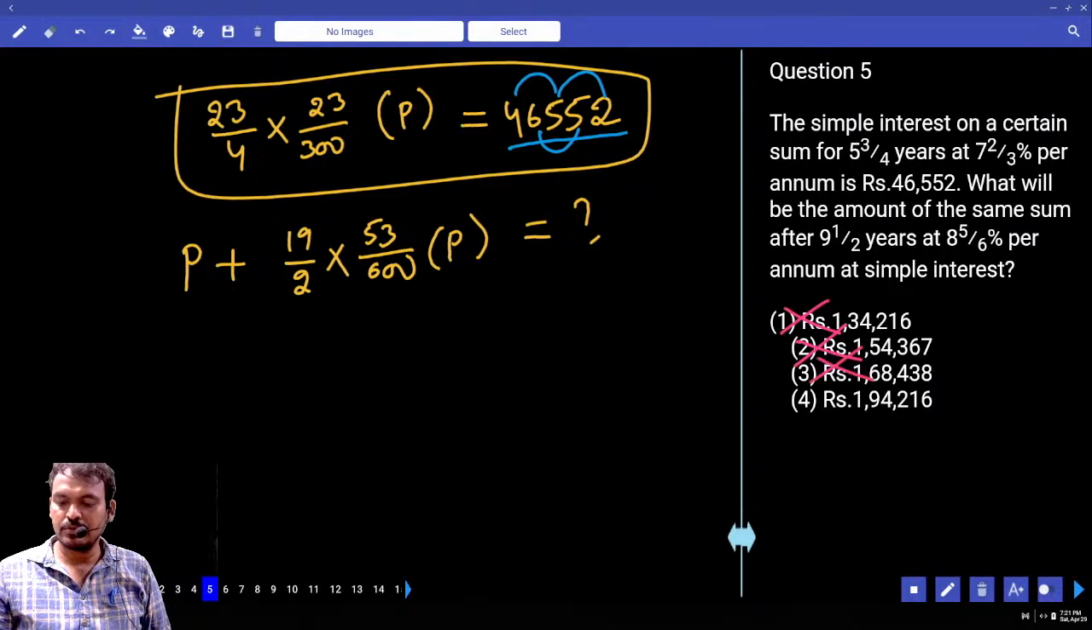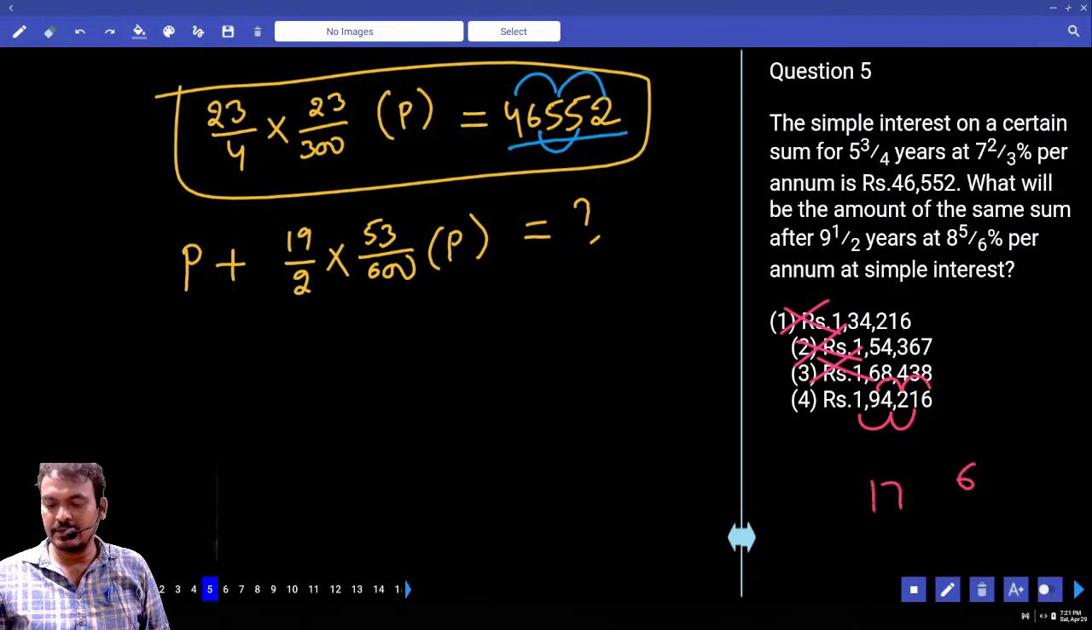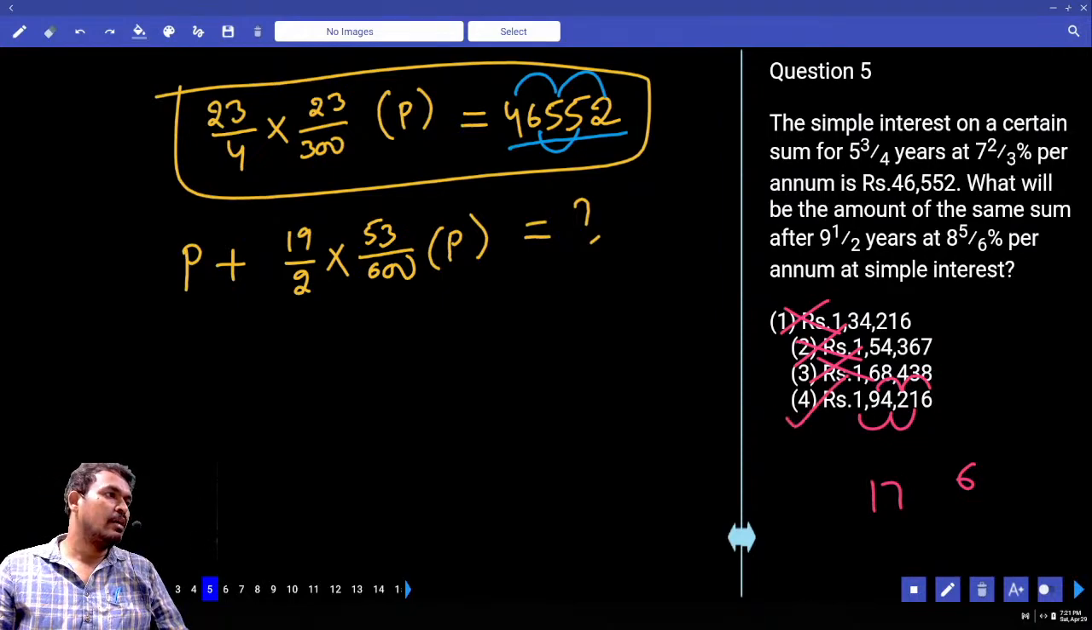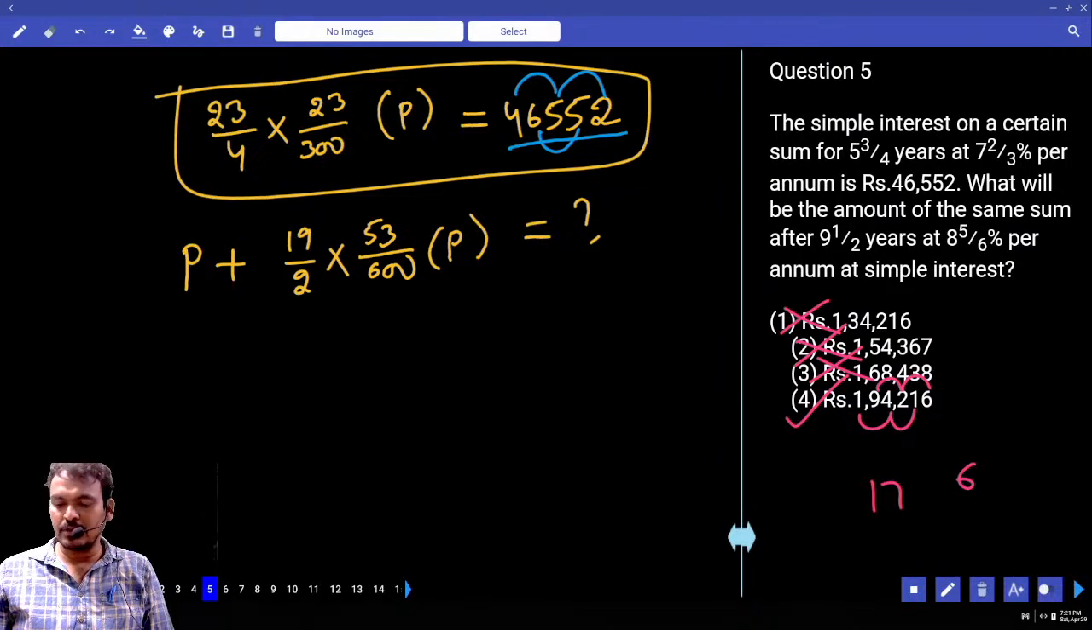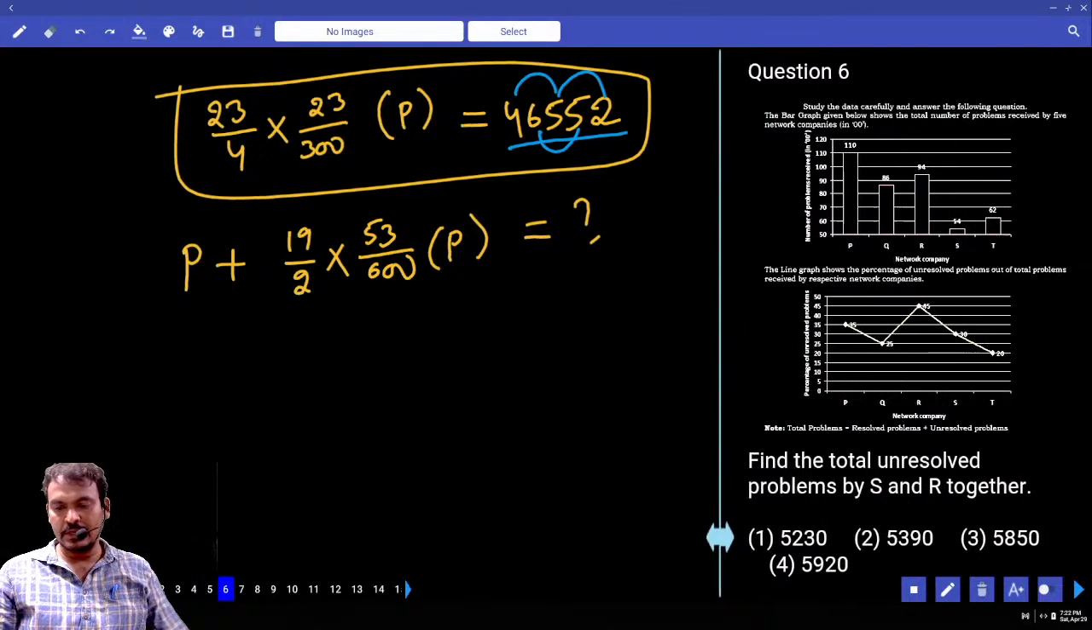No. Fourth option. 1 plus 4 is 5, plus 1 is 6, 9 plus 2 is 11, 11 plus 6 is 17. 17 and 6, difference 11. Or means fourth one; the difference must be either 0 or 11. Then answer fourth option or third option? Fourth option. Next question number 6.